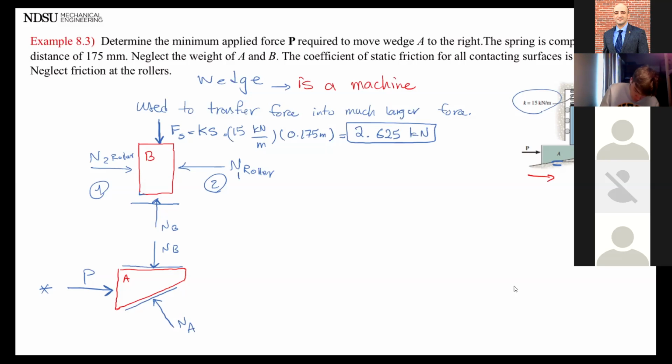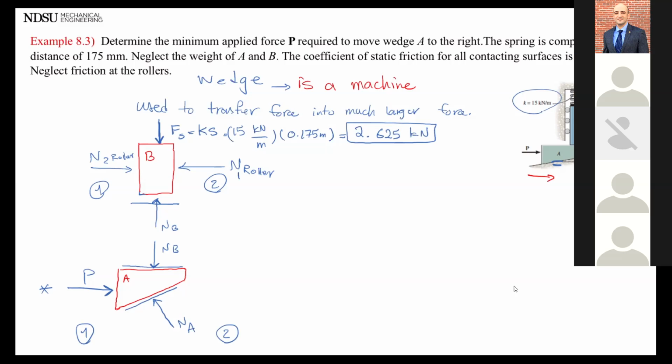Let's look at the bottom one. Is it going to direction 1 or direction 2? Pushing to the right, so it's going to direction 1. It goes to 1 because this is movement or impending movement. Friction is opposite of that, so it's going to go down. There we go. Same thing with the top surface. That one is going to go to the left too, okay?